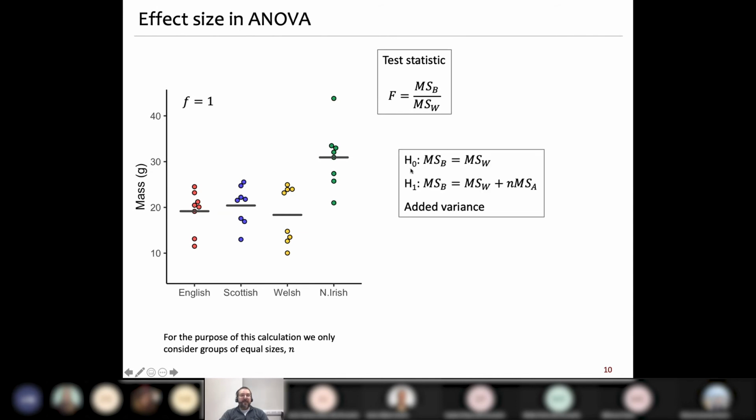We can say that the null hypothesis in ANOVA is that these two variances are equal. Now we can make an alternative hypothesis, I will call it H1, where the between variance is the within variance plus some excess variance, we'll call it additional variance or added variance, MSA. For normalization reasons, it is multiplied by the sample size. And then Cohen's F is the ratio of this additional excess variance to the within variance. When there is no effect, this would be 0. And this is how you link the F statistic with Cohen's F. F squared is F minus 1 over N.